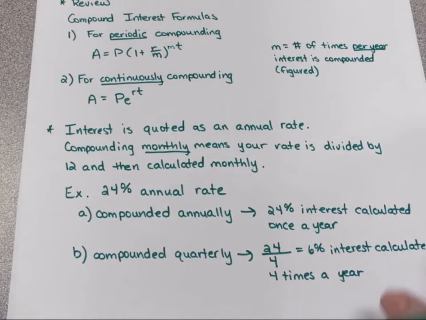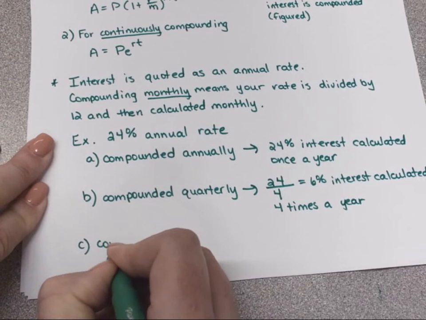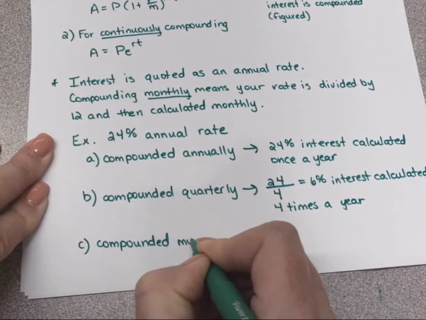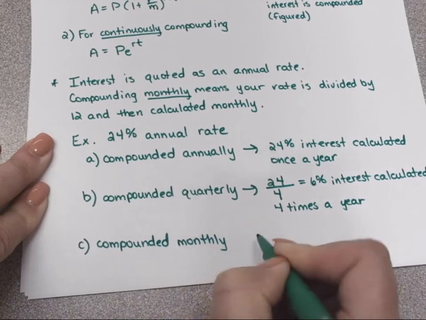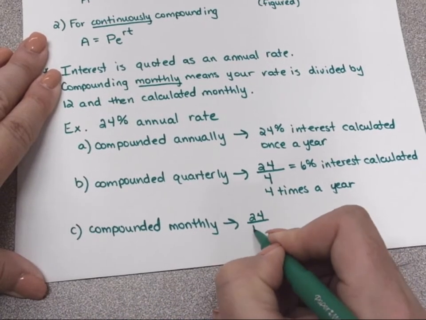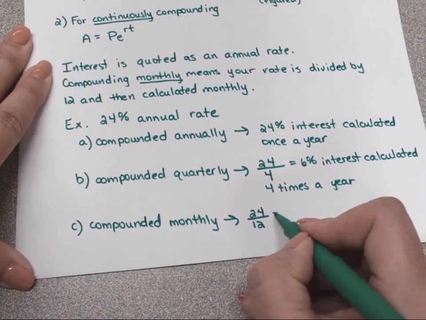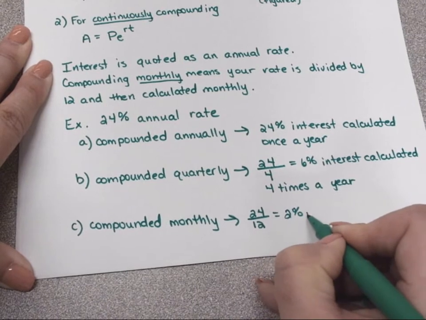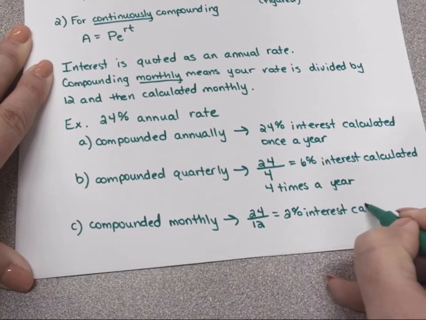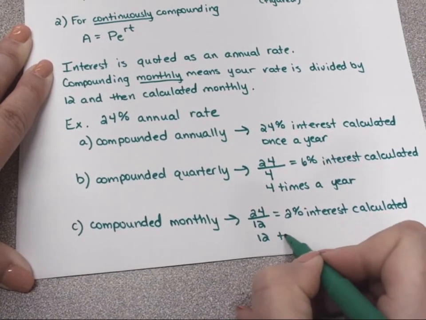So if you are compounded monthly with this same interest rate, what does that essentially mean? They're taking the 24% interest they quote you and dividing it by 12 because why? There's 12 months in a year, right? And they're charging you 2% interest, which sounds so innocent, right? 2% interest, and they calculate it how many times a year? 12 times a year.